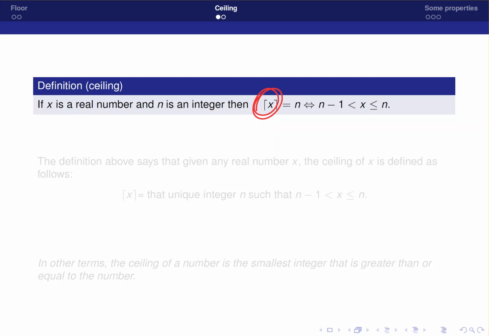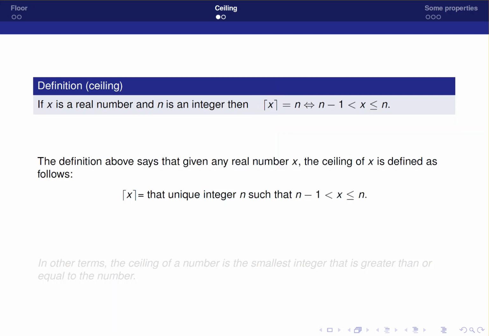So in other terms, the definition above says, given any real number x, the ceiling of x is defined as follows: the unique integer n such that n minus 1 is less than x, less than or equal to n. So there are many integers that are larger than the real number x. Find the one that is the smallest integer that's greater than x.